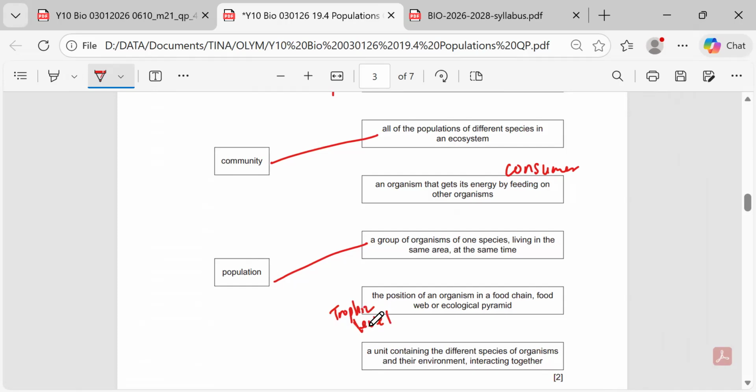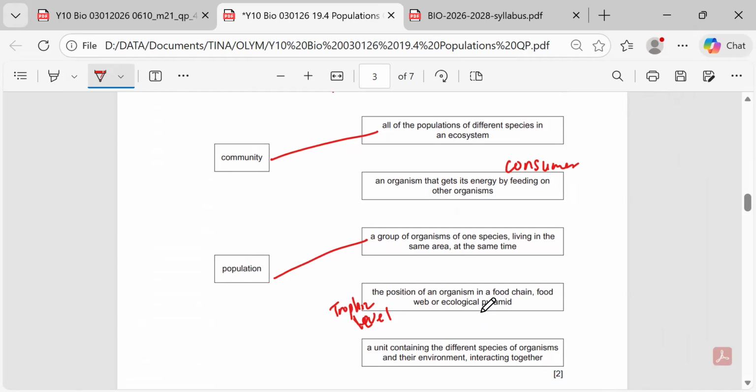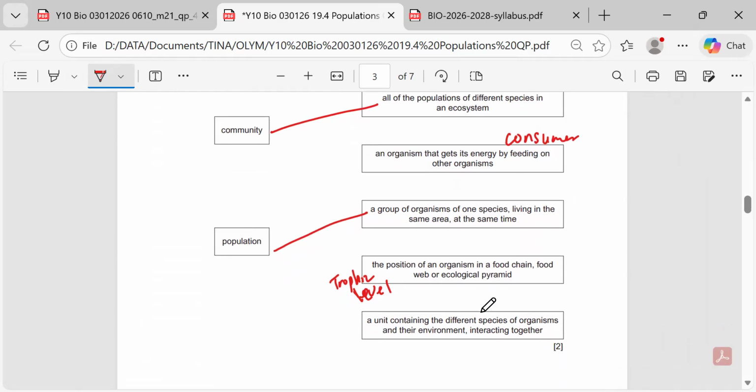This is what we're going to learn today. A unit containing the different species of organisms and their environment interacting together is actually called an ecosystem.